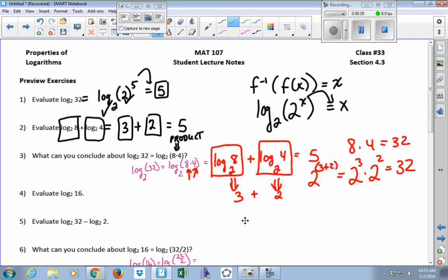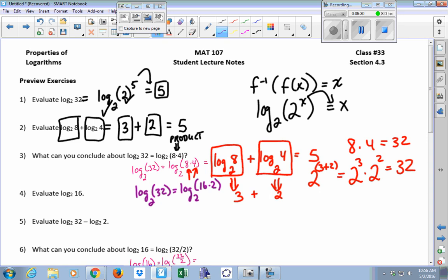Now you say, well, what if I didn't feel like picking 8 times 4? Suppose you said log base 2 of 32 was equal to log base 2, and let's suppose you did 16 times 2. Well, you just better come up with the same answer or something's wrong with math, right? So let's do this one out using the idea we just saw.